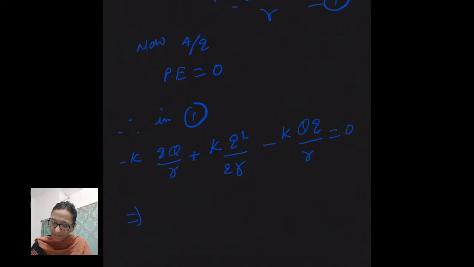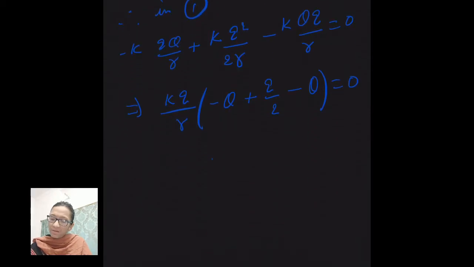Let me elaborate this. Okay, let us take K small q upon R as common. So here we get minus capital Q, and here we get plus small q upon 2, and here we get minus capital Q, and this is equal to 0.